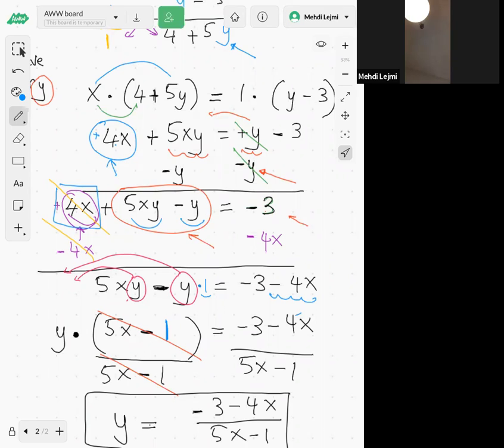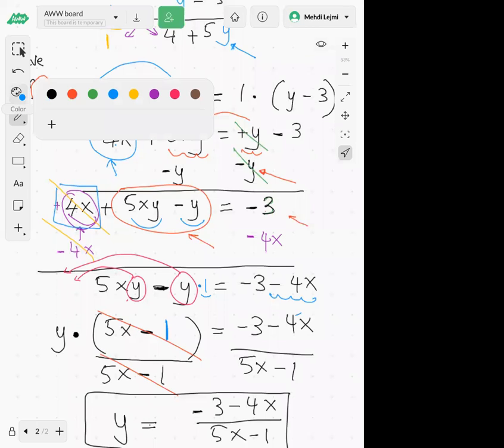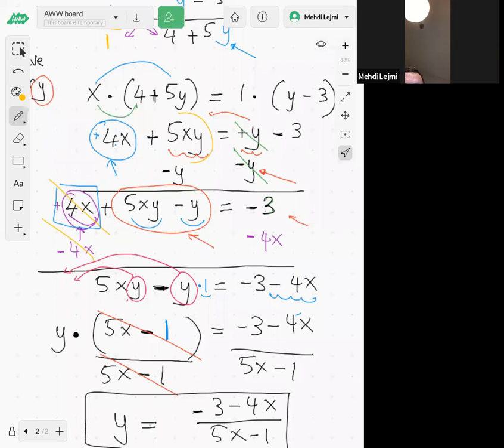It's about moving all the y's on the same side and everything else on the other side, right? You see what I'm saying? When I see this equation, I see there's a y here and there's a y here, so I need to move both to the same side. Now there's this 4x and this -3, and there's no y here and no y here, so I need to move them to the other side.